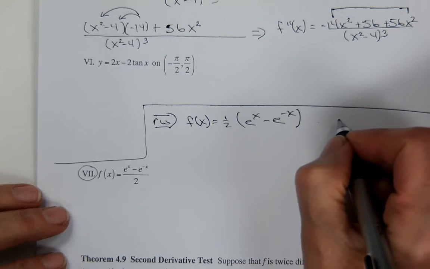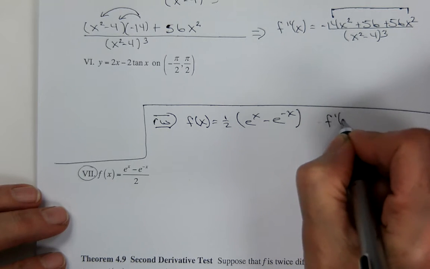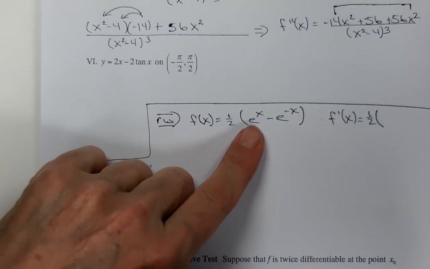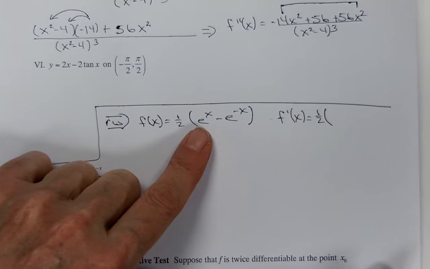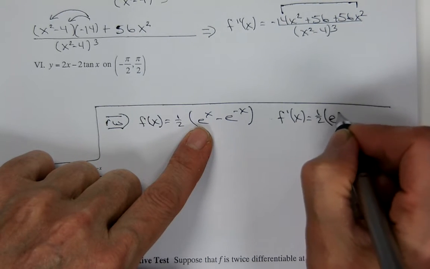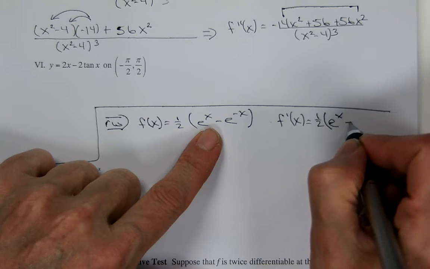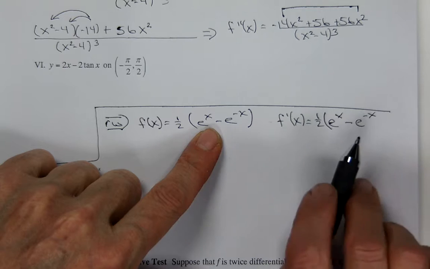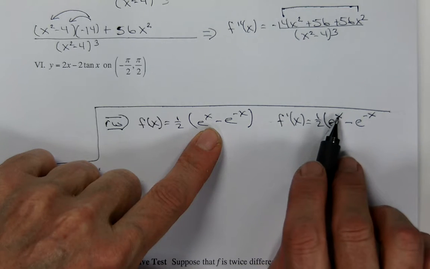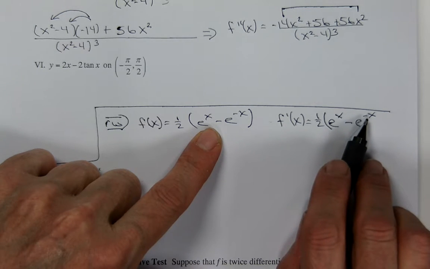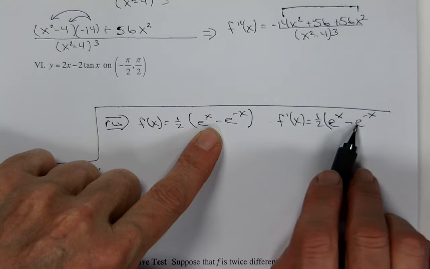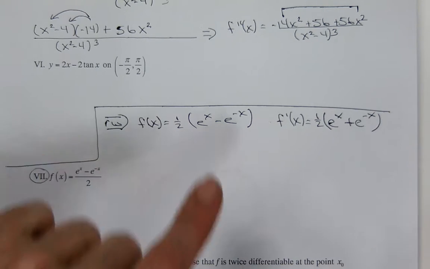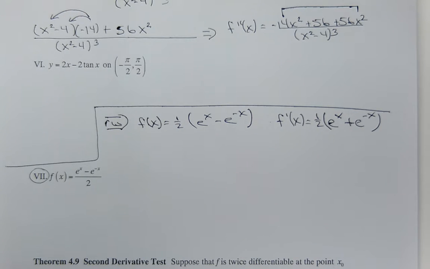And now my f prime of x is equal to 1/2 going along for the ride, and I can take the derivative term by term, moving over. The derivative of e to the x is e to the x, minus the derivative of e to the negative x is e to the negative x. But I need the derivative of the exponent. Here the derivative of the exponent was 1. Here the derivative of the exponent is negative 1. So instead of having minus e to the negative x, when I multiply by negative 1, we'll be adding instead. So that's my first derivative.